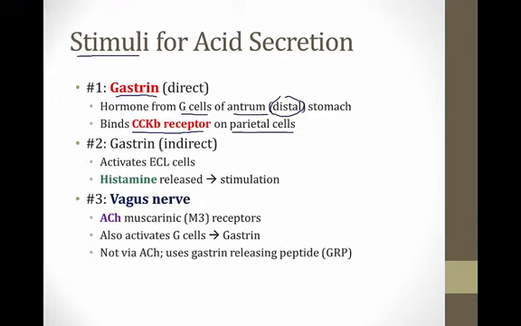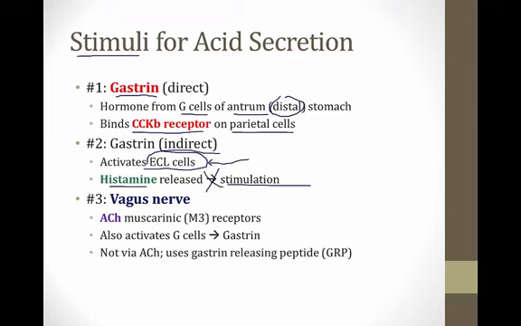Gastrin can also exert an indirect effect on the parietal cells. It can activate intermediate cells called enterochromaffin-like or ECL cells, and when gastrin triggers these cells, they release histamine, and then the histamine stimulates the parietal cells to secrete hydrochloric acid. And as we'll talk about later in this module, there are acid-suppressing drugs which are antihistamines that block this gastrin-induced stimulation of the ECL cells.